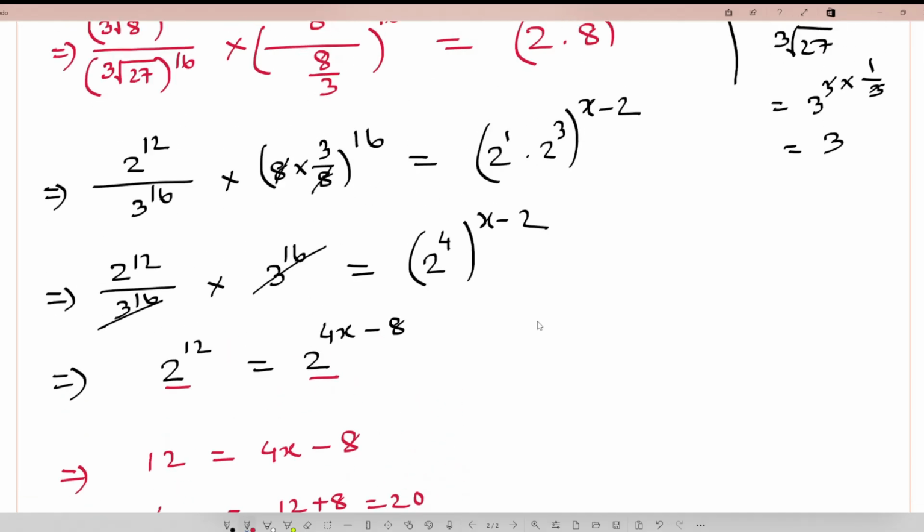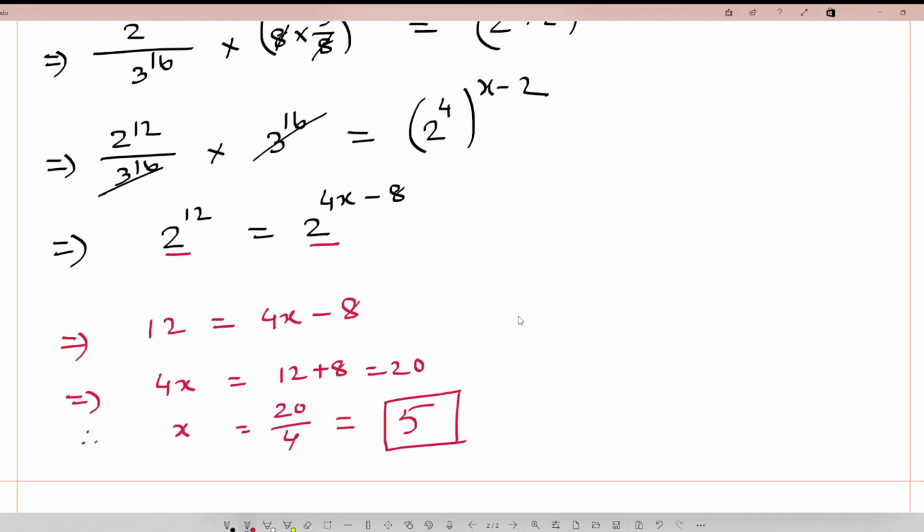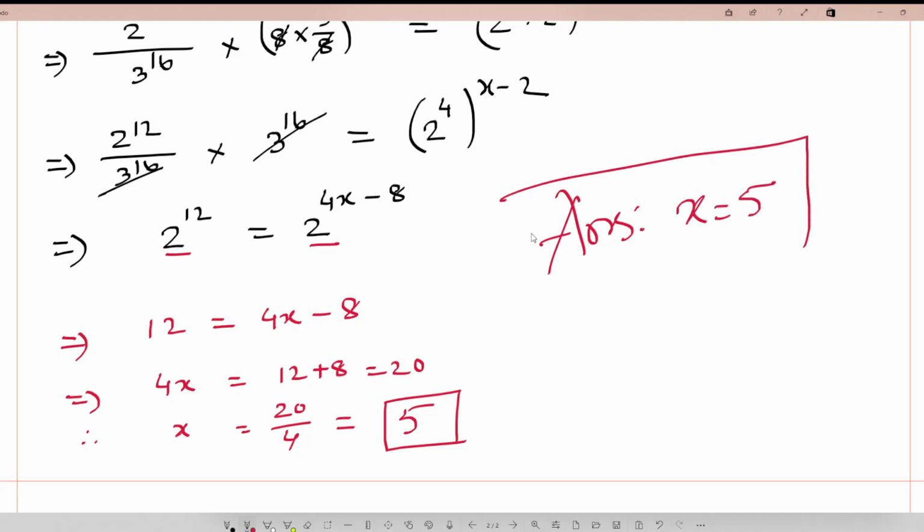Okay, look, this is a nice simplification, and our answer is x equals 5. Hope you understand this one.